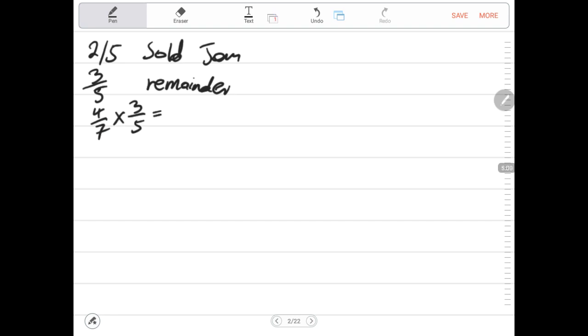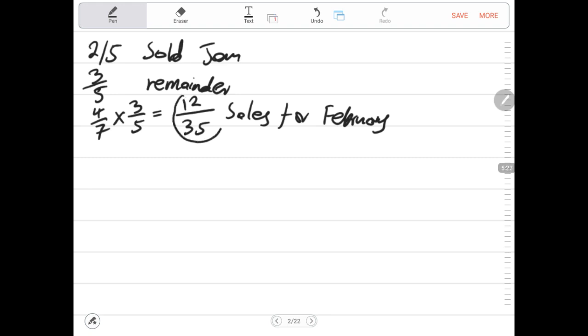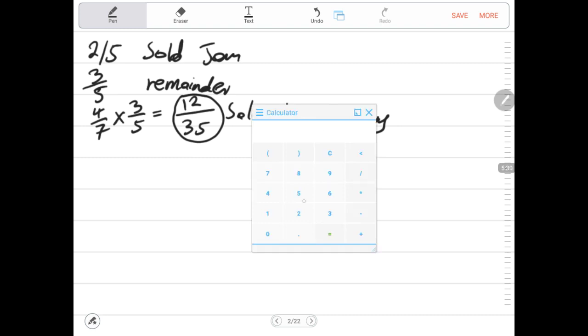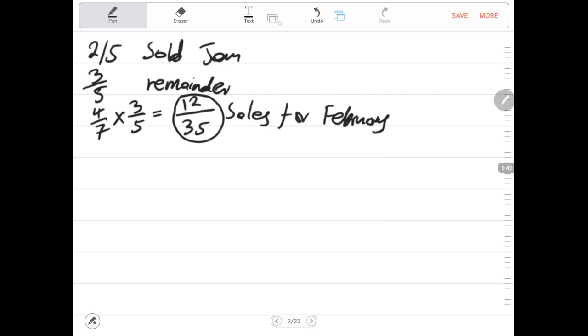Therefore, we need to know how much he sold in the month of February. 4 times 3 gives us 12, and 7 times 5 gives us 35. This is what he sold in the month of February. Sales for February are 12 over 35. If you want to know what percentage was sold, you can say 12 over 35 times 100. That is 34%, rounding off to the whole number.